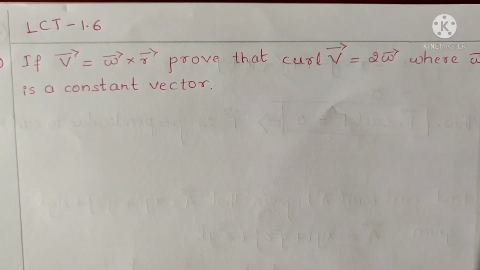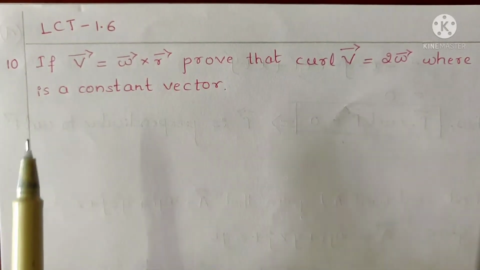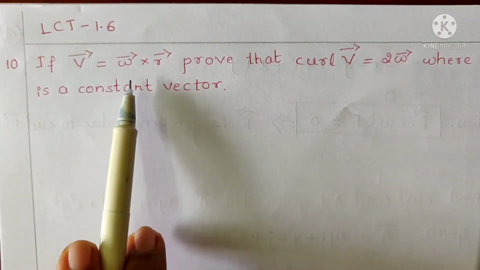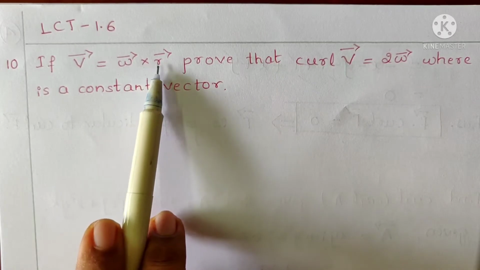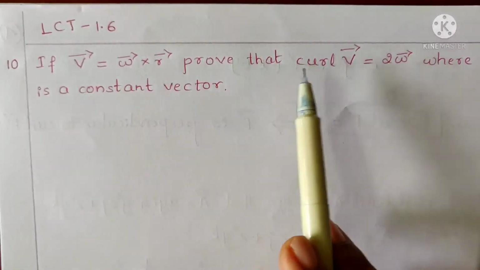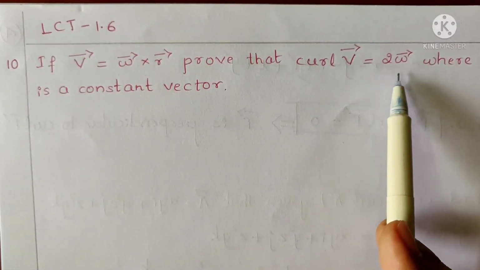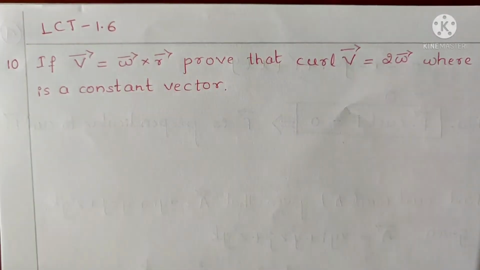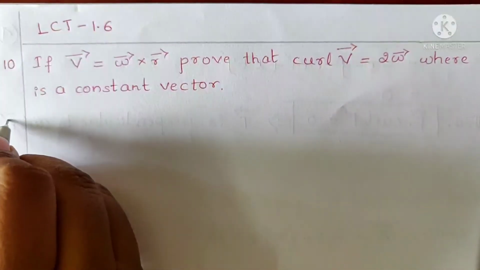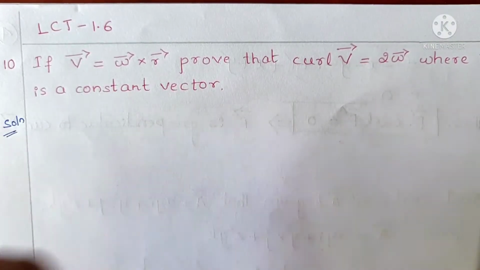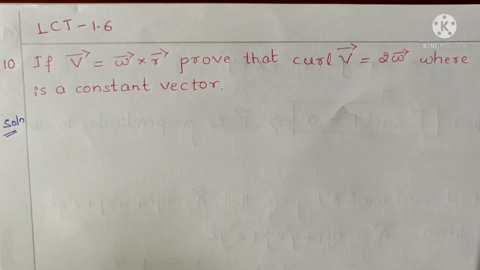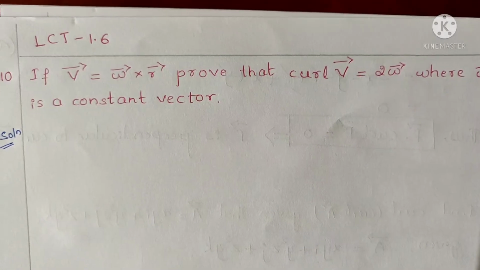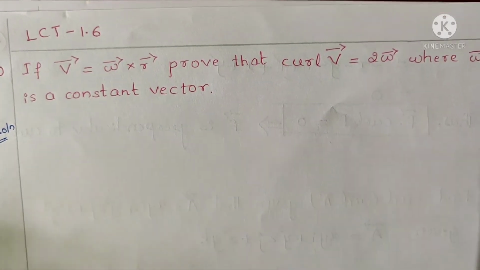We'll continue with the next example, and it's the 10th. If vector v is equal to w cross r, prove that curl of vector v is equal to 2 vector w, where w is a constant vector. Solution. They asked you to prove that the curl of w cross r is 2 times w.